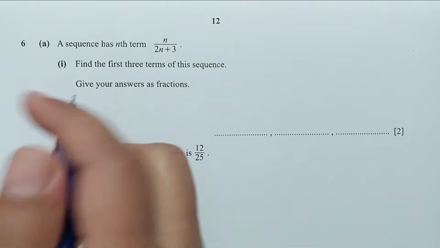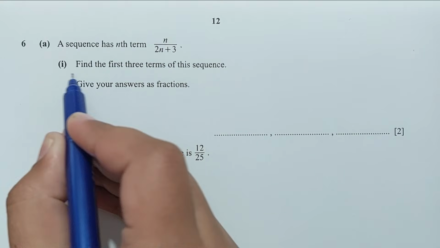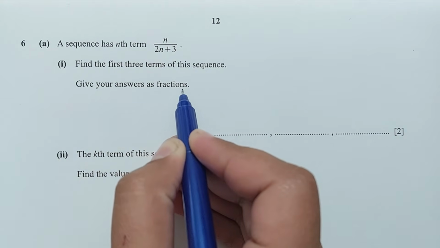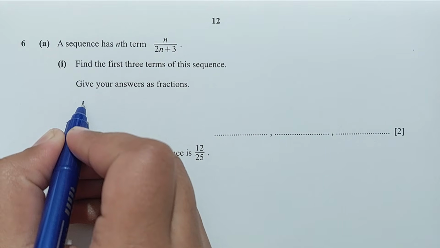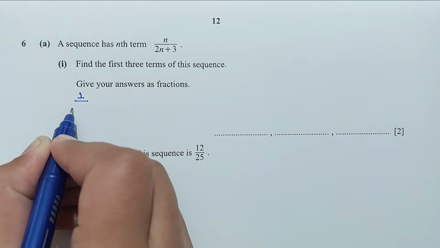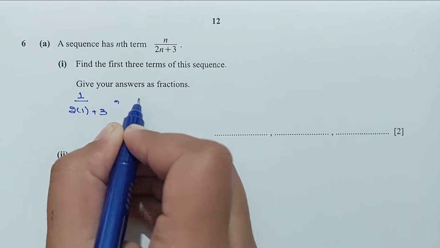Question number 6, part A. A sequence has nth term n over 2n plus 3. Number 1. Find the first three terms of this sequence. Give your answer as a fraction. Okay. Now the first three terms. For the first term, n should be 1. So 1 over 2 into 1 plus 3 is the first term.